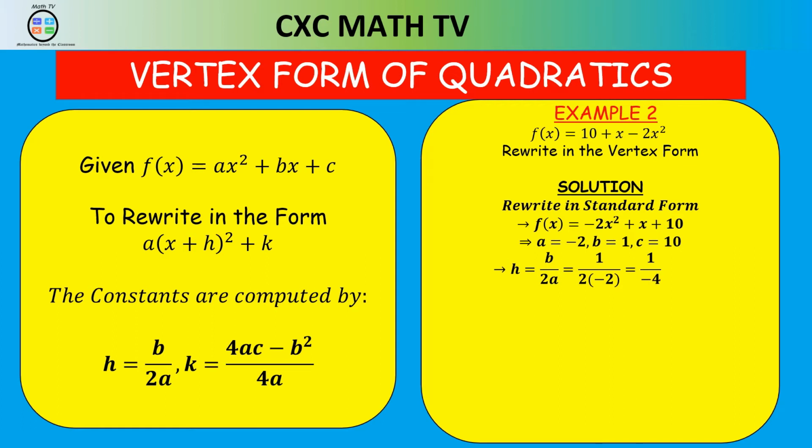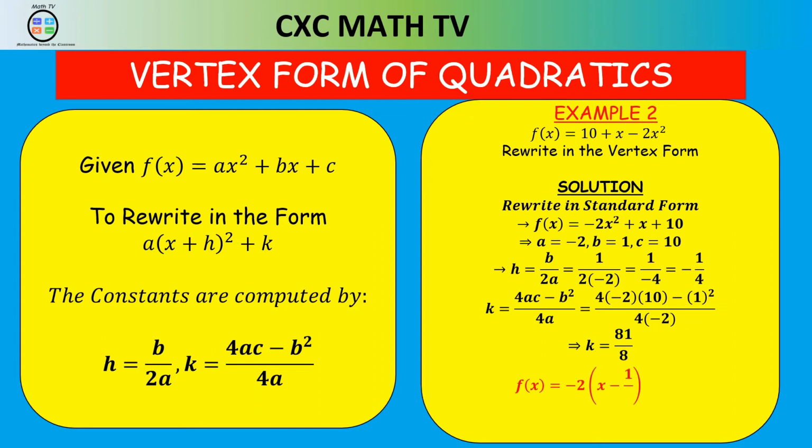K is going to be 4 times a times c minus b squared over 4a. So we substitute a, c, and b: a as negative 2, c as 10, and b as 1. Inputting all of that into our calculator, k is 81 over 8. And so f of x is going to be a, which is minus 2, in bracket x minus a quarter squared plus 81 over 8. That's because our h is negative a quarter and our k is 81 over 8.